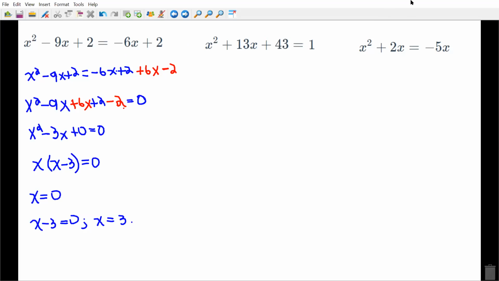Okay, who wants to do number 2, guys? Okay, let's do number 2. Number 2 is not that difficult, guys. Look, I have x squared plus 13x plus 43, and look where I have my 1. So if I have equal to 1, I will subtract 1 here because I want to make it equal to 0, and I will subtract 1 here. That way, I am going to get x squared plus 13x plus 42 equals 0.